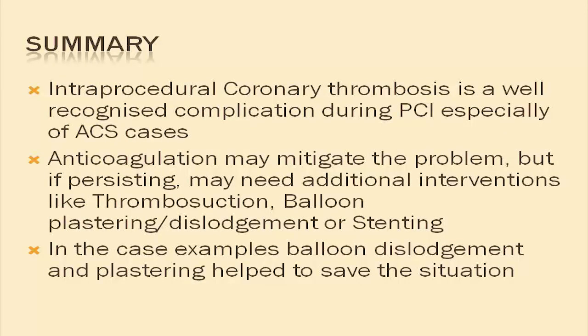In summary, intraprocedural coronary thrombus is a well-recognized complication during PCI, especially during ACS cases. Anticoagulation may mitigate the problem, but if persisting, may need additional interventions like thrombus aspiration, balloon plastering and dislodgement, or stenting. In the case examples, balloon dislodgement, which was a simple procedure, and plastering helped to save the situation.